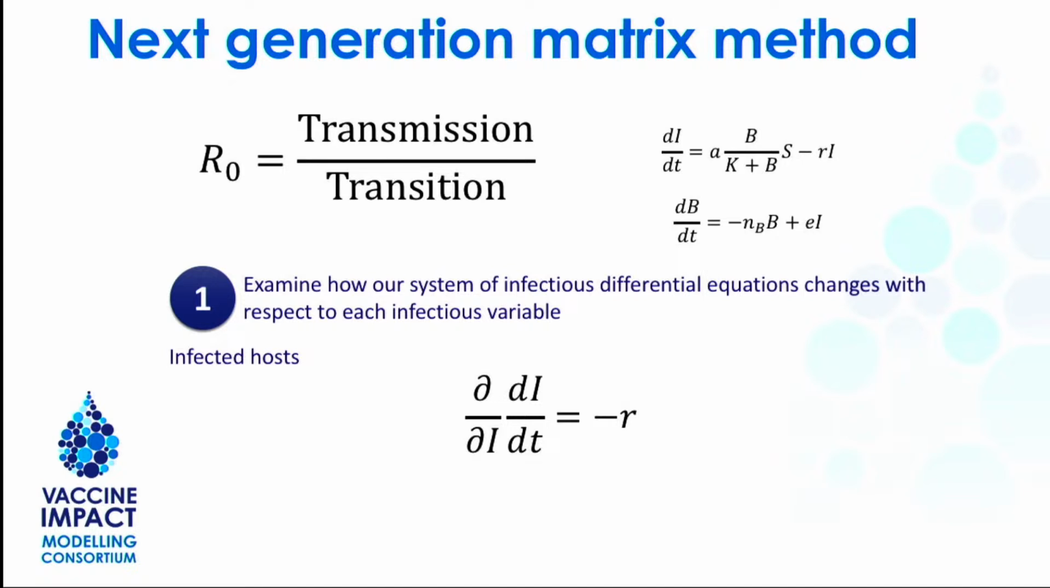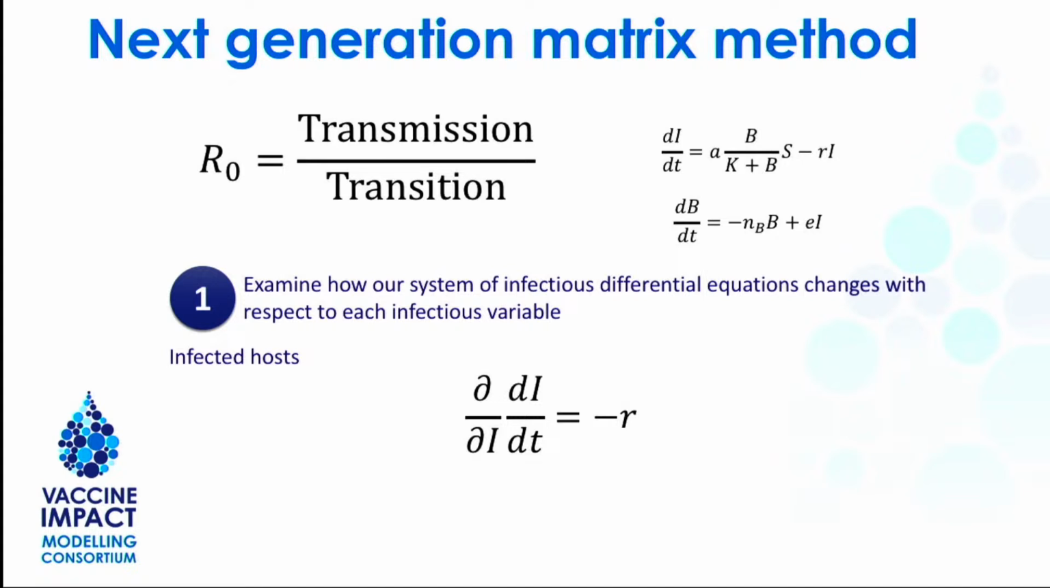We're going to go through each of these bits and bobs. But what's the main idea behind this? We want to know how our system of infectious differential equations changes as each of our infectious variables changes. That's the main idea. The route to get at that is partial differentiation, but the main idea is we want to know if you increased I by 1, what happens to this rate? If we increased I by 1 here, how does that change the rate here, the differential here? Okay.